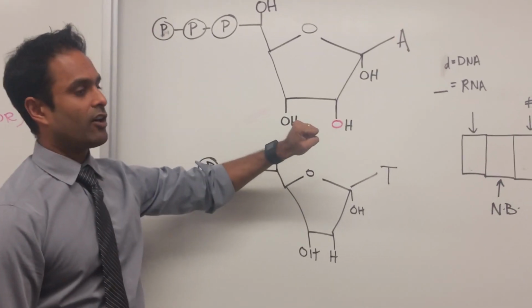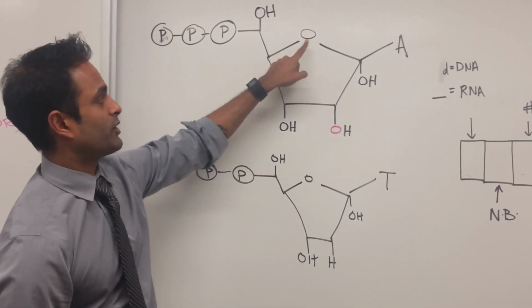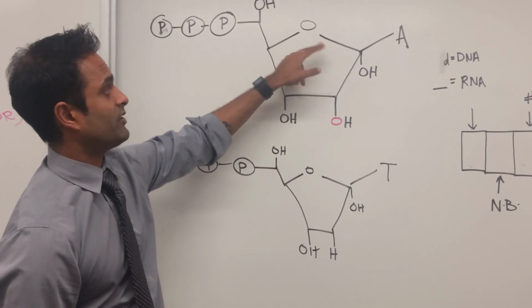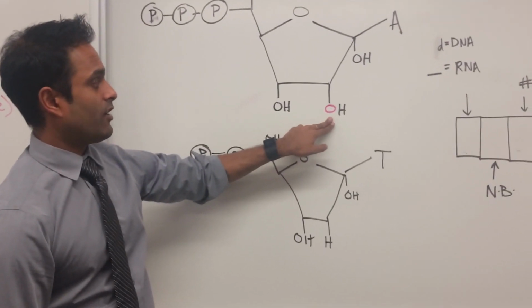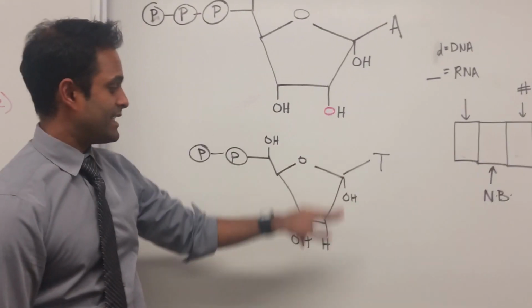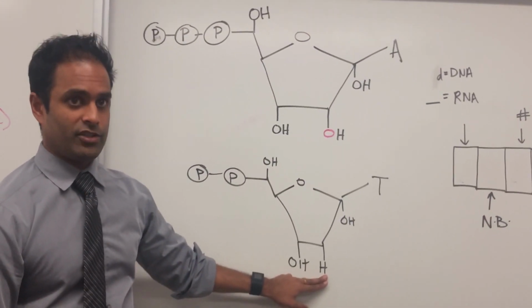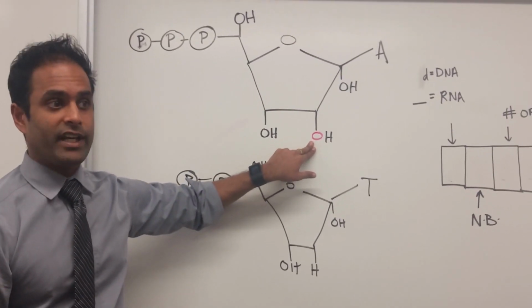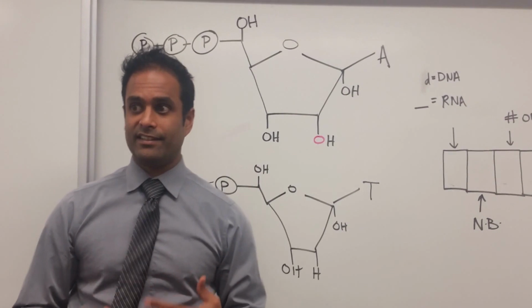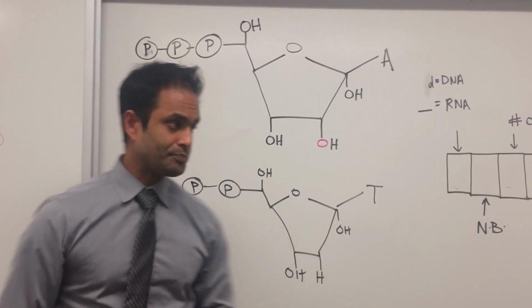If you look at the second carbon, and we know which one is the second carbon because we count 2 from the oxygen, so it's 1, 2. You'll see that in RNA, it's a hydroxyl group there. In DNA, it is just a hydrogen. This oxygen makes RNA unstable. It will break down at room temperature, whereas DNA sticks around for eons.